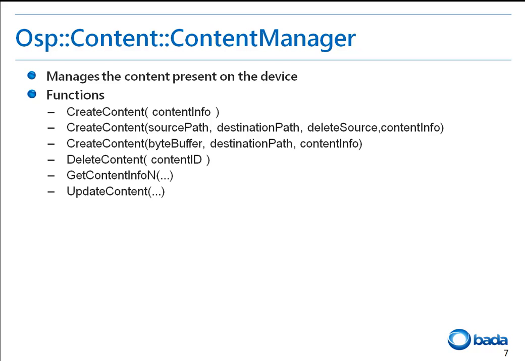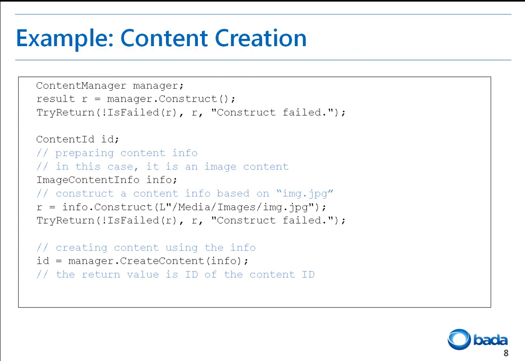physical files will get deleted. To get the content information, you can use the GetContentInfoN API. Using the UpdateContent method, specific content information can be updated. Now, we're going to look at how to use these APIs in bada applications. To manage the content, the files must be located in the /media or /storage card /media directory.